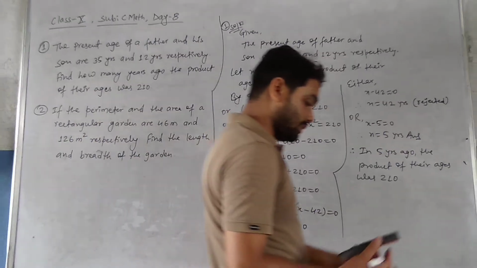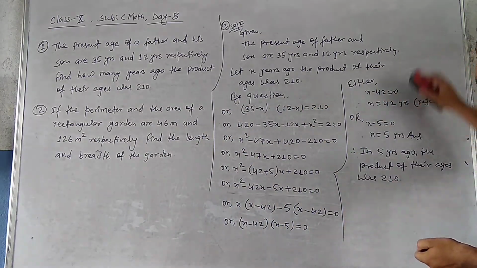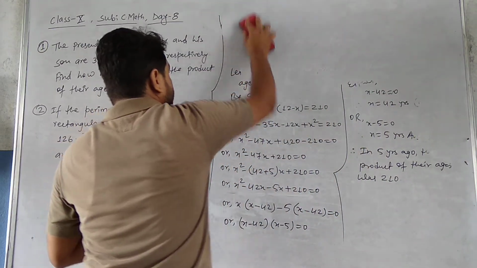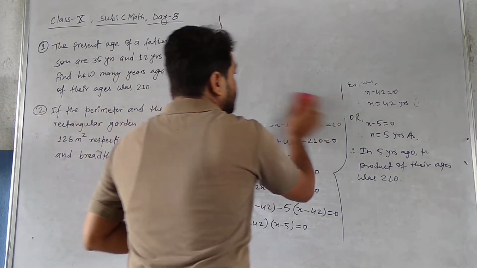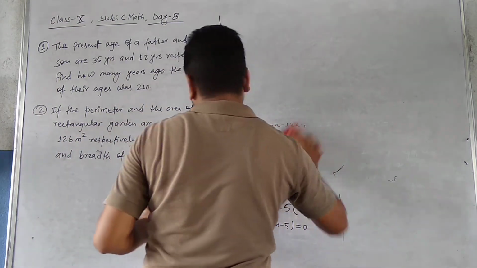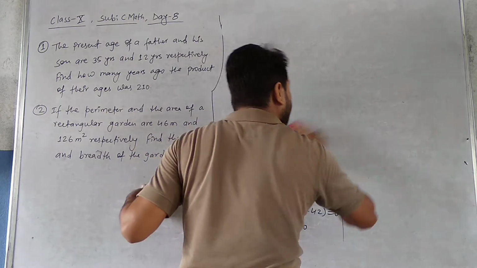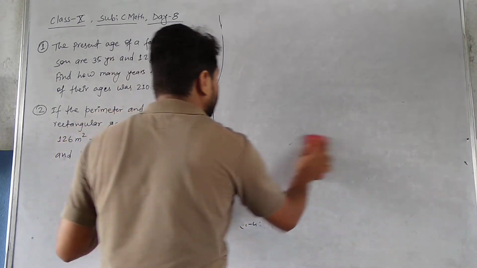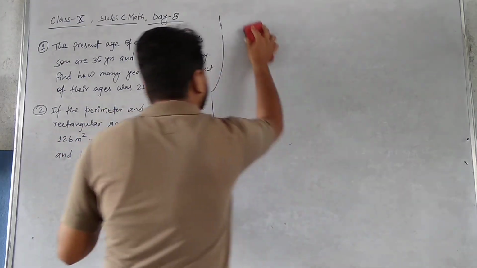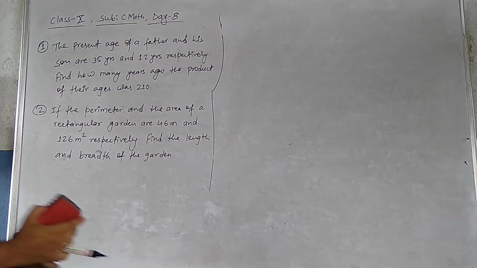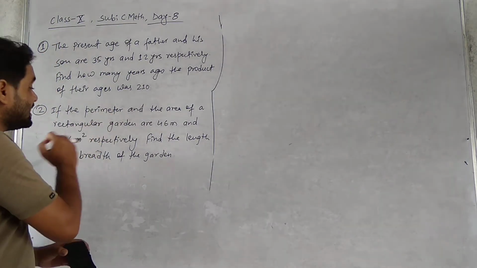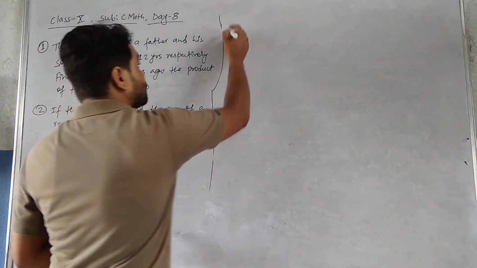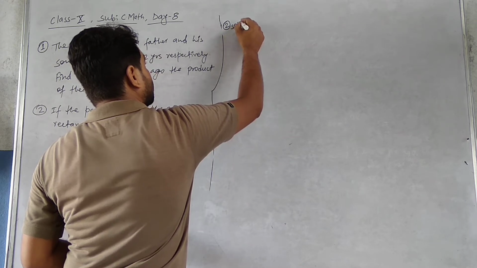Now for question number second, we are going to discuss the question number second now. In question number second, it is given about the perimeter and the area. As we know, in the rectangular garden we have the formula for the perimeter of the rectangle and the area of the rectangle also. On the basis of that, perimeter and area are given, we are going to find the length and breadth of the rectangular garden. So for the question number 2 solution, what is given there at first?